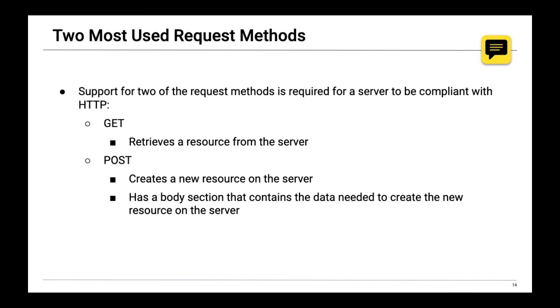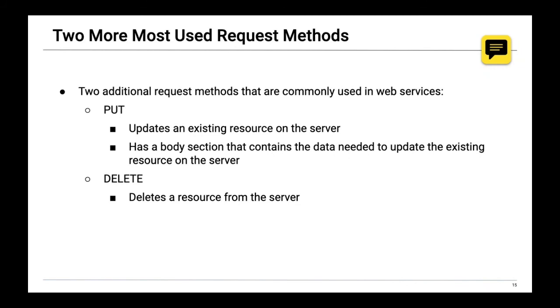Ultimately, you want to think about what is visible to the public in your request. And if you need information that's going to be sent that should be private, you're going to want to send it in a method that will have the body available.